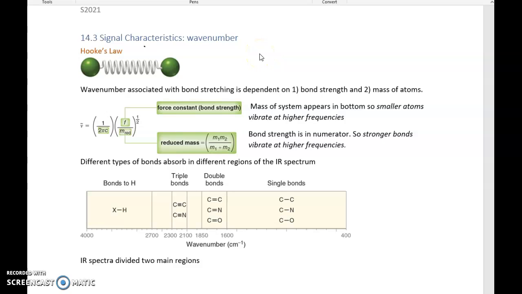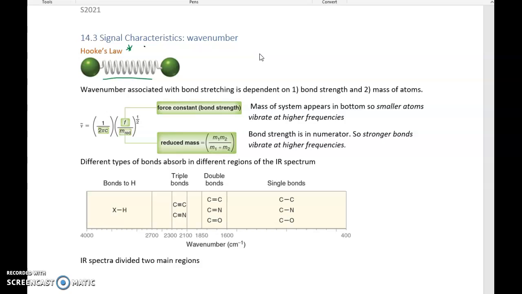So we're going to look at the wave number in this section. The wave number is going to tell us where on that spectrum the absorption band is going to occur. We can think of our two molecules as being connected by a bond, which is represented here as a spring. And we can apply Hooke's law. If you've taken physics, you've probably encountered Hooke's law. But we're going to use it to explain our absorptions.